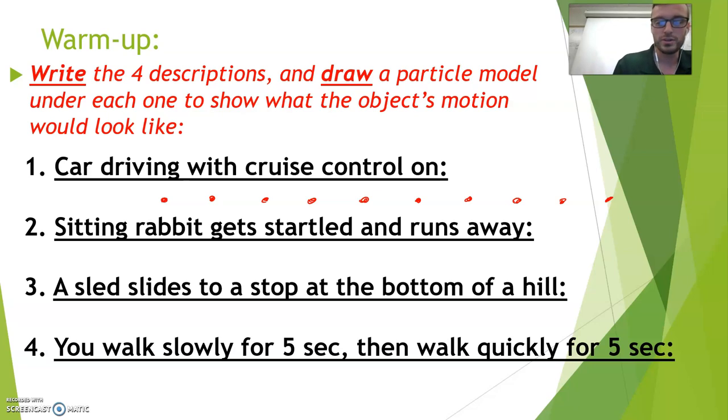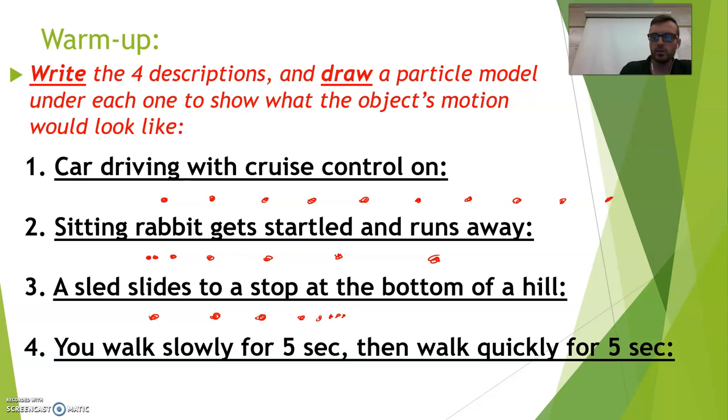Sitting rabbit gets startled and runs away. So it's sitting there, it's not moving very fast, and then all of a sudden the rabbit takes off and goes really fast. Remember when the dots increase in their separation as we go on? That means we're speeding up. A sled slides to a stop at the bottom of the hill. So it's going, it's going, it's going, it's going, and then it stops.